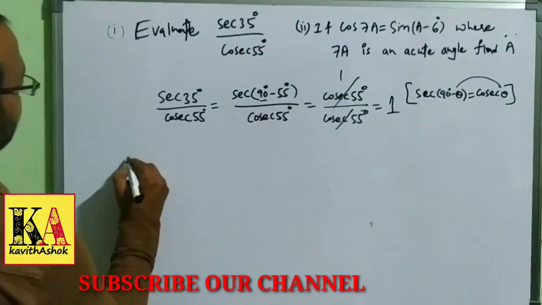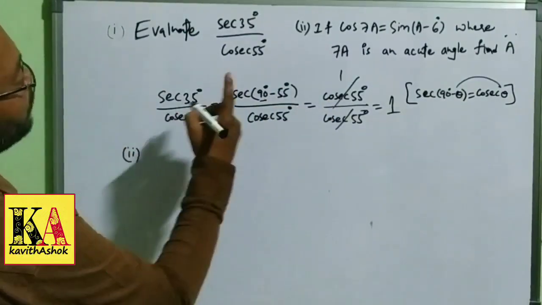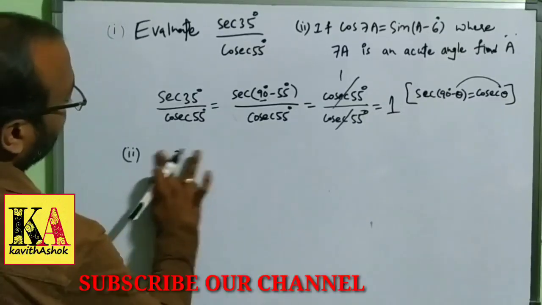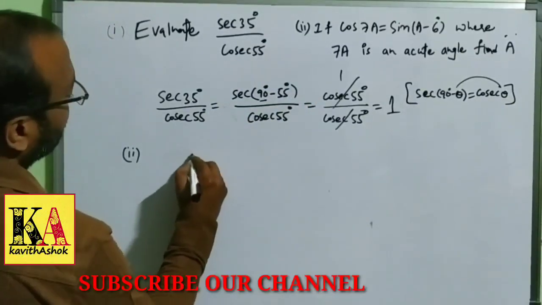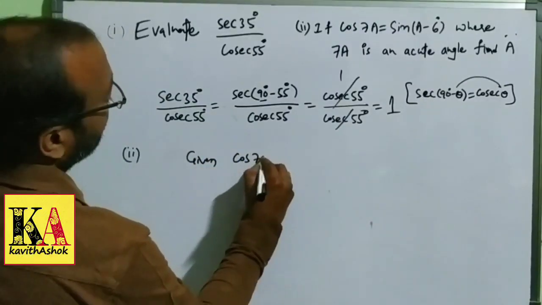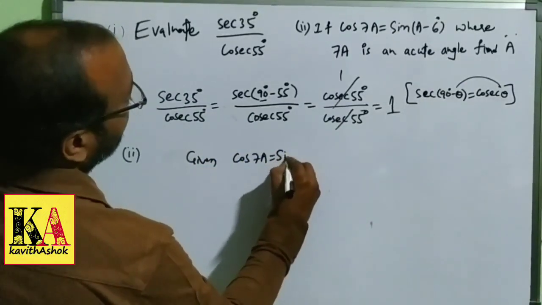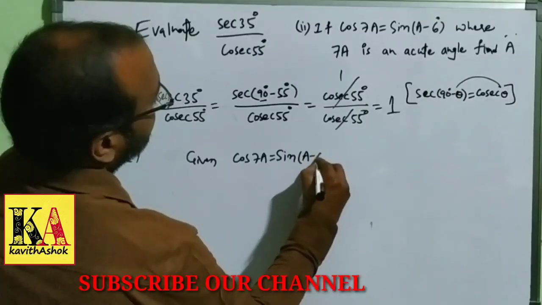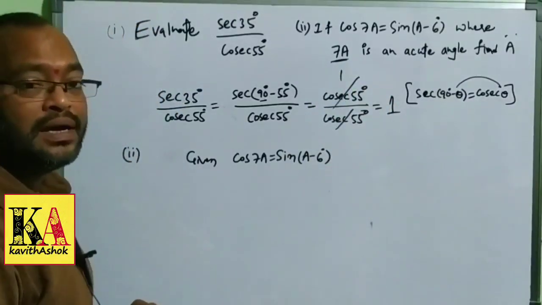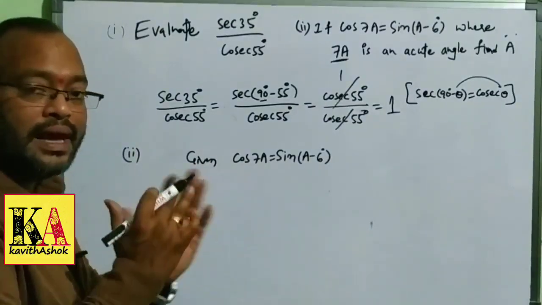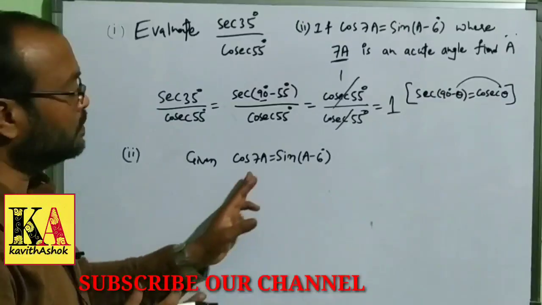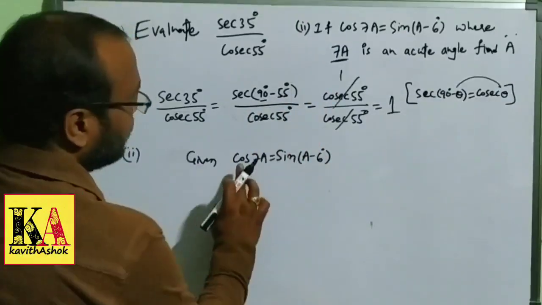Now for the second, what is given? Cos 7a is equal to sin a minus 6 degrees. He says that 7a is an acute angle. Acute angle means less than 90 degrees. The angle which lies between 0 and 90 degrees, we call an acute angle. So 7a is an acute angle, right?